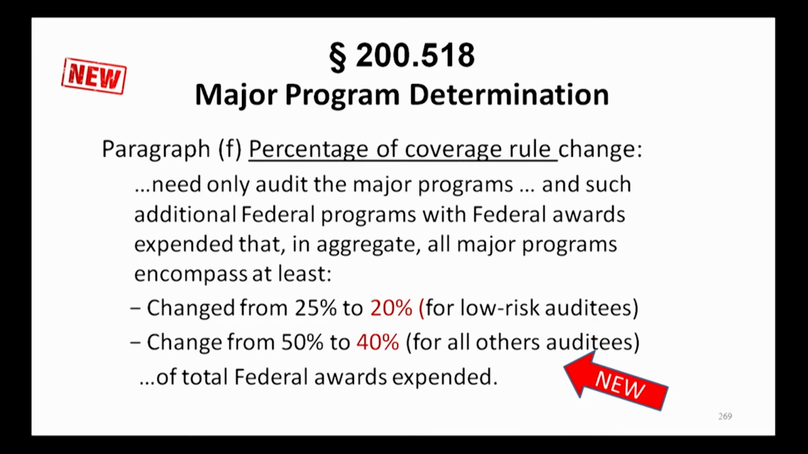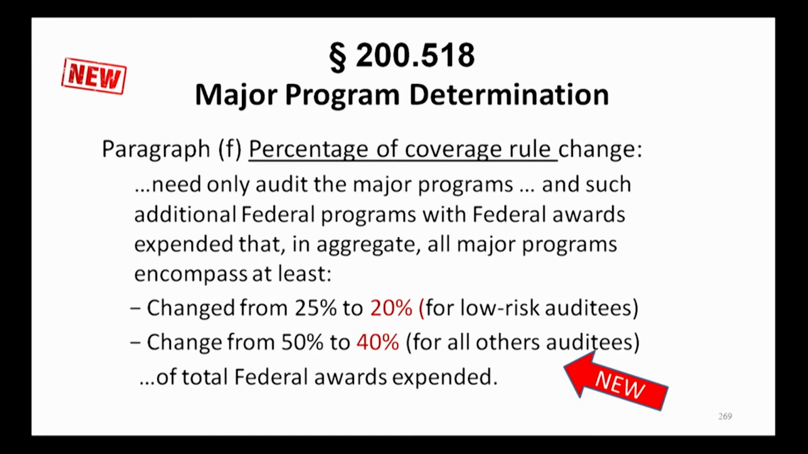Another change in the percentage of coverage rule under paragraph A. This is where an auditor determines the amount of the program funding that they're going to look at. It changed from 25% to 20% for low-risk auditees, and it's changed from 50% to 40% for all other auditees of total federal awards expended.